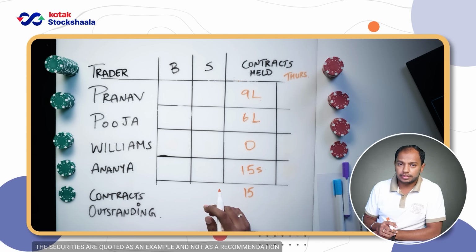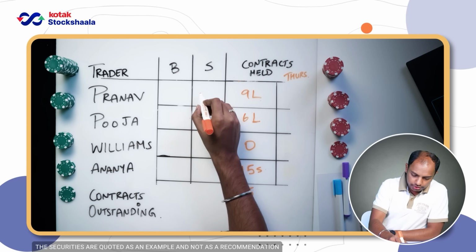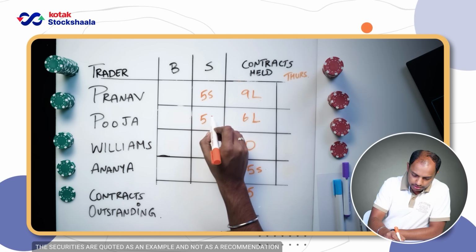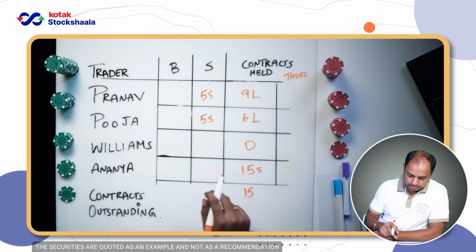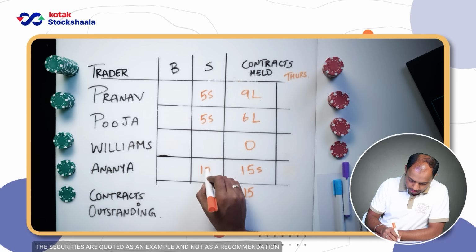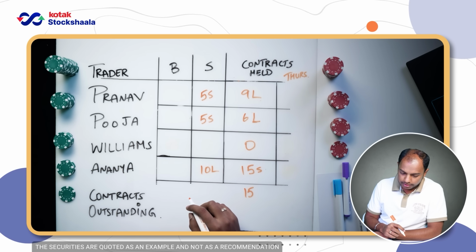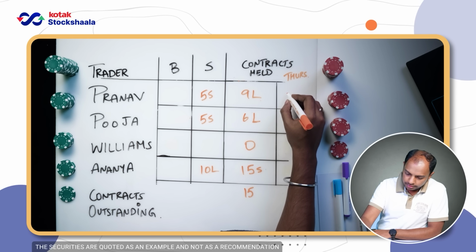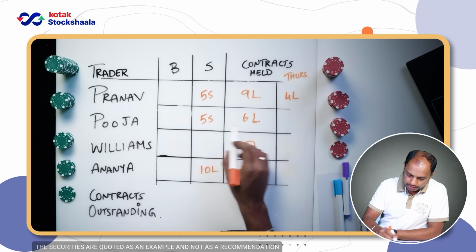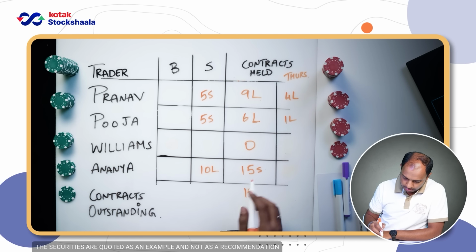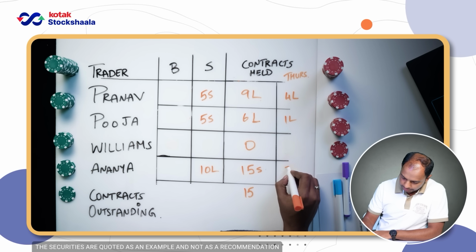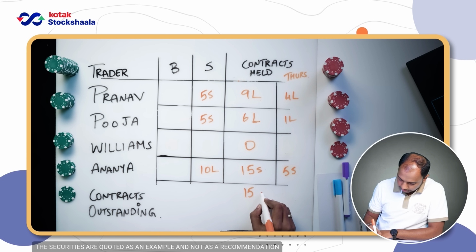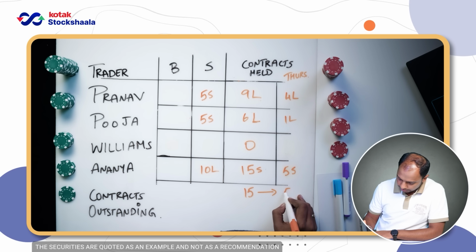Now let's say on Thursday, Pranav decides to short 5 positions, Pooja also decides to short 5 positions and Ananya decides to go long on 10 positions. So finally, what is going to happen? The net positions is going to be 9 minus 5, 4 long positions, 6 minus 5, 1 long position and 15 minus 10, 5 short positions. So the overall open interest has now gone down from 15 to just 5.